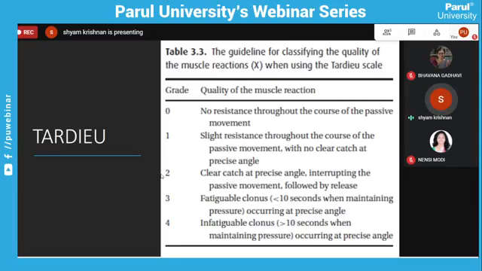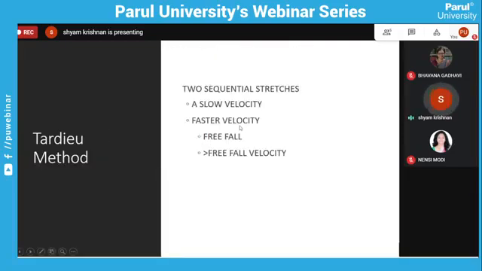Secondly, you're going to move the joint at two different velocities. Now, what you need to know is that when you're moving a joint, there is going to be a definitive end to the range of motion. For example, when you're moving the elbow from 140 degrees of flexion, it definitively is going to stop at 0. Okay, so that is the maximum range which you can move through.